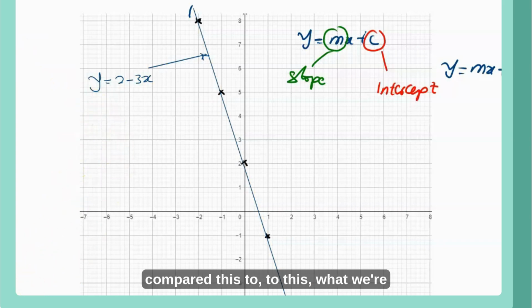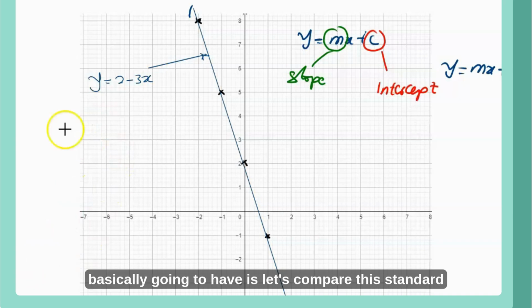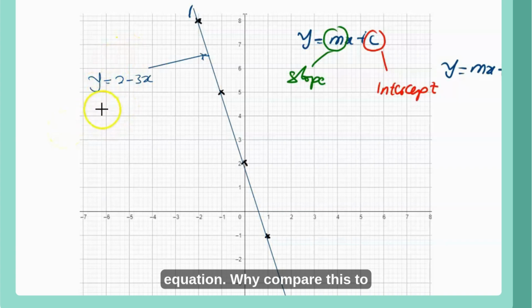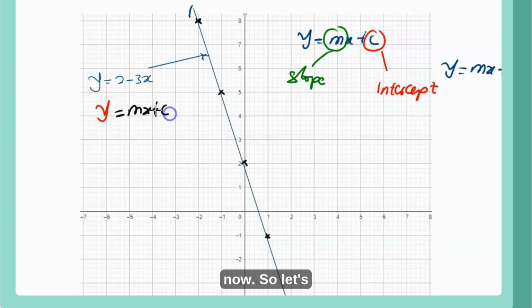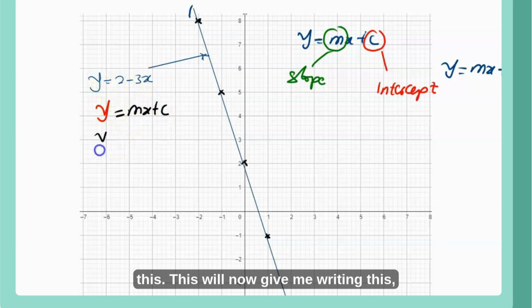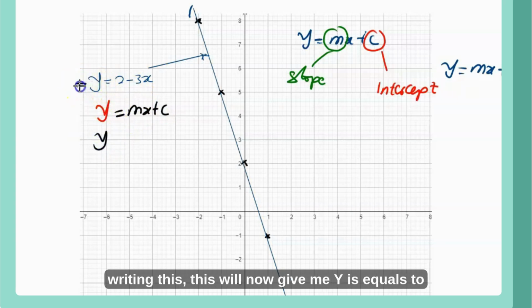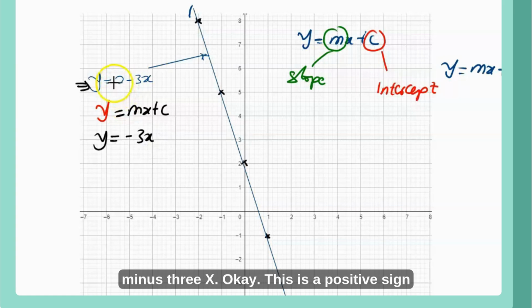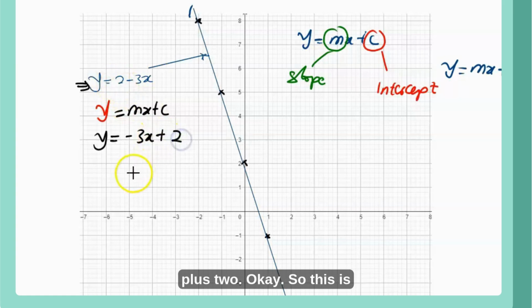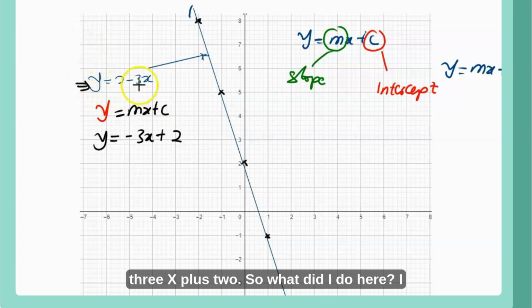If we compare this to the standard equation y equals mx plus c, let's rewrite this. This will now give me y equals minus 3x, with a positive sign, plus 2. So this is minus 3x equals minus 3x plus 2.